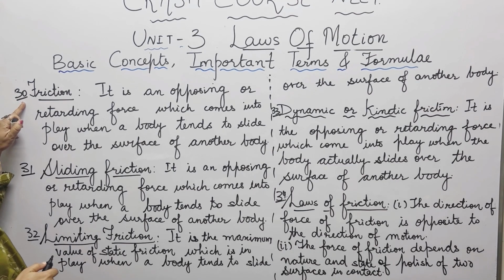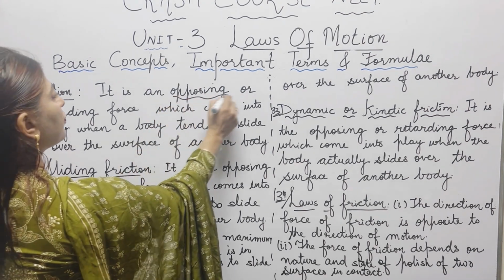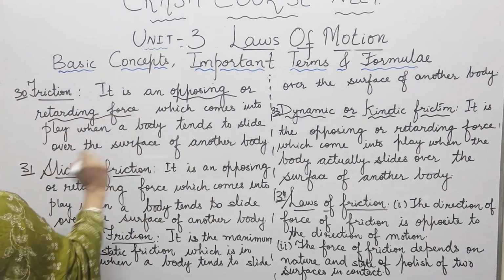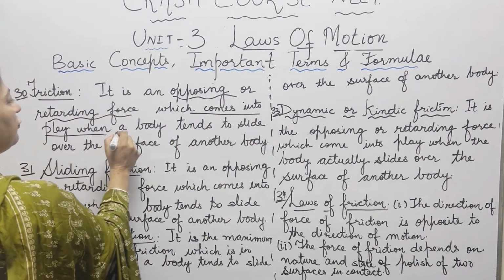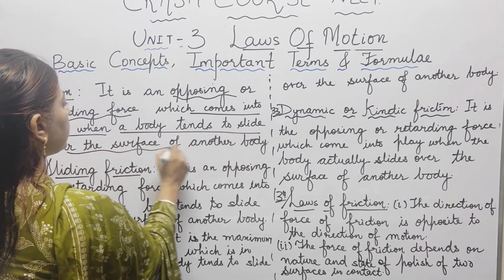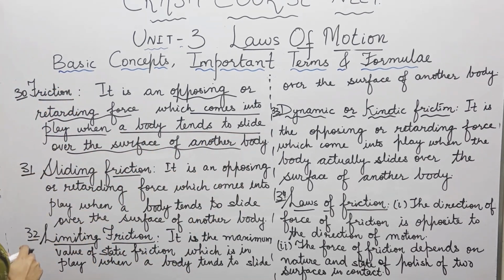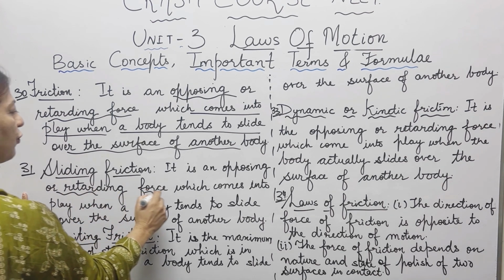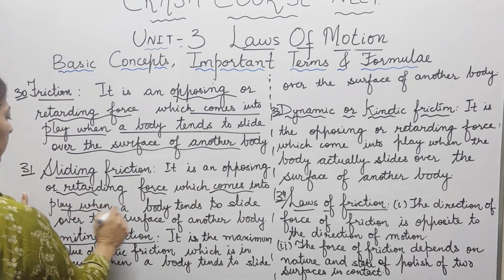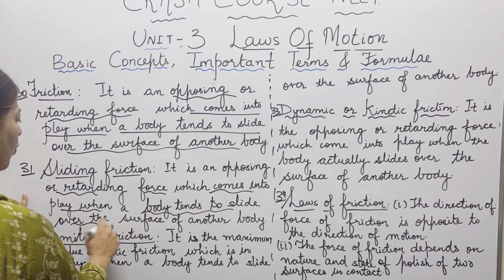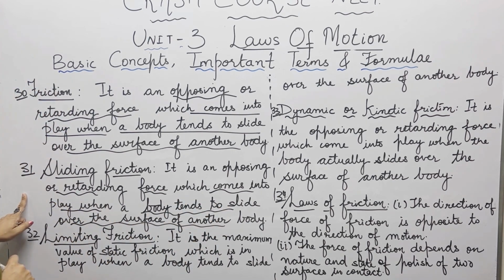This is the 30th point, friction. It is an opposing or retarding force which comes into play when a body tends to slide over the surface of another body. Another is sliding friction. It is an opposing or retarding force which comes into play when a body tends to slide over the surface of another body. The next one is limiting friction.